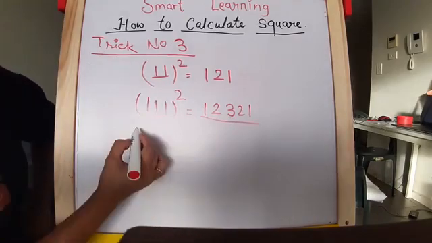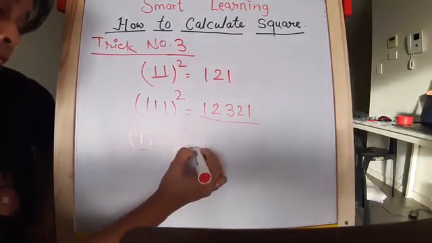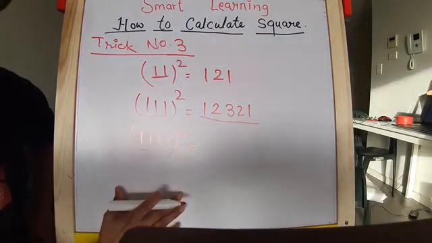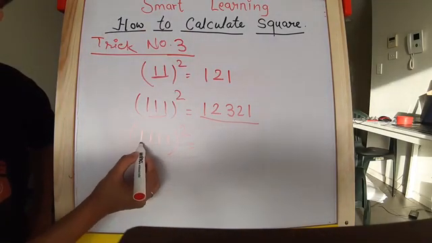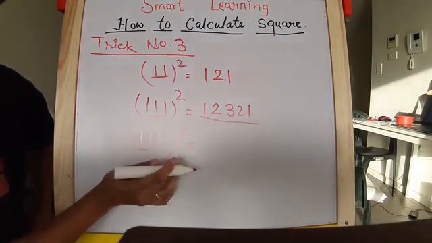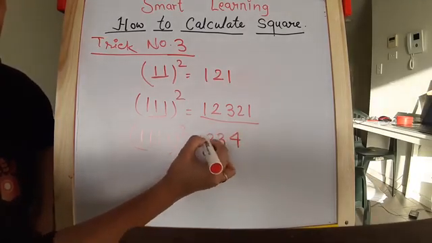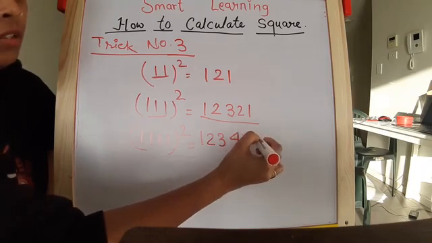Now let's see another example. If I put 1111 and I want to calculate this square, it looks very tough. But after knowing this trick, it will be very easy for you. So in total how many 1s are there? 4. Just write 4 here. Then we'll write 3, 2, 1, and here also 3, 2, 1.